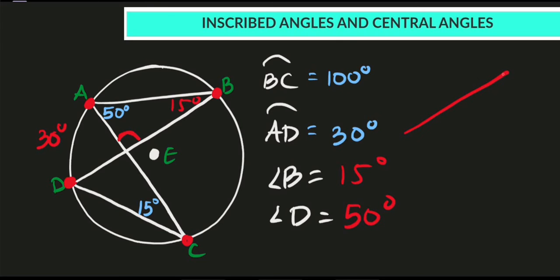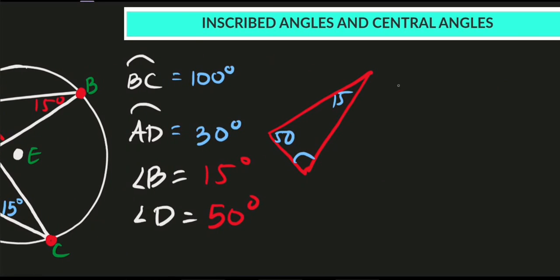Right, so we have this given figure. We have 50 degrees for this part. We also have 15 degrees, and our task is to solve for the remaining angle. Since the total measurement of a triangle is equal to 180 degrees, that is the total interior angle of a triangle.